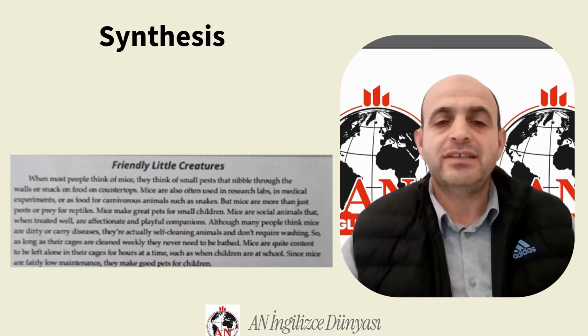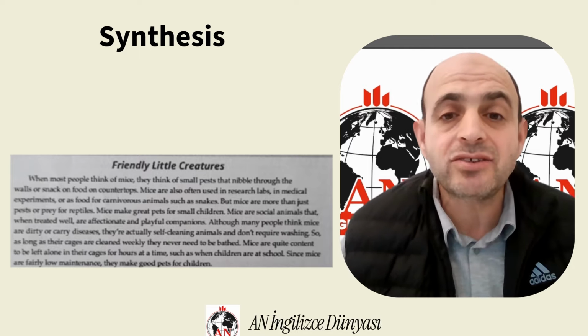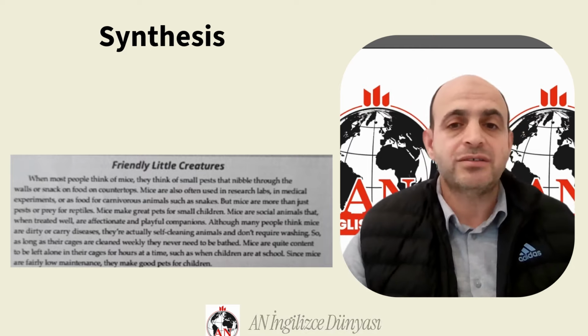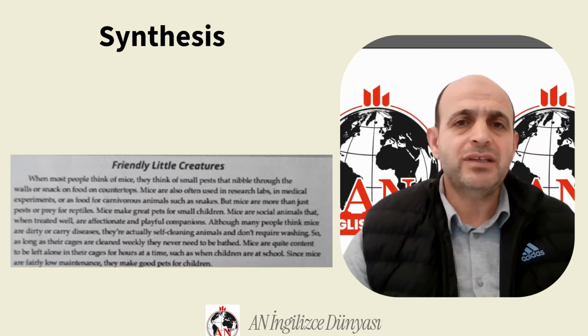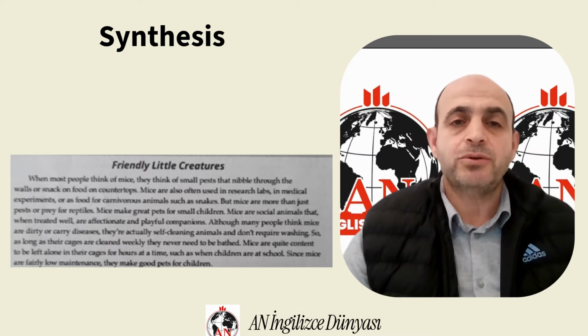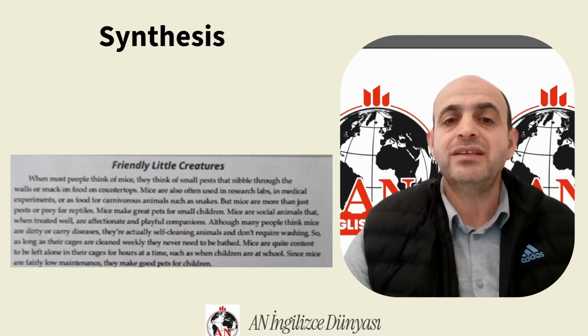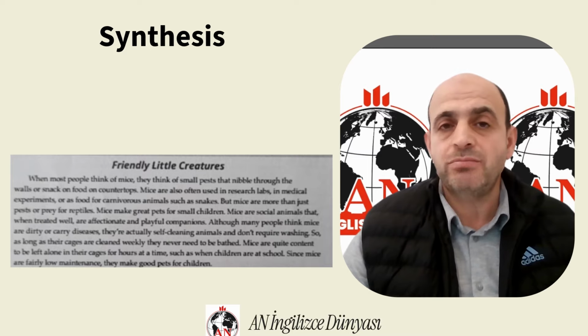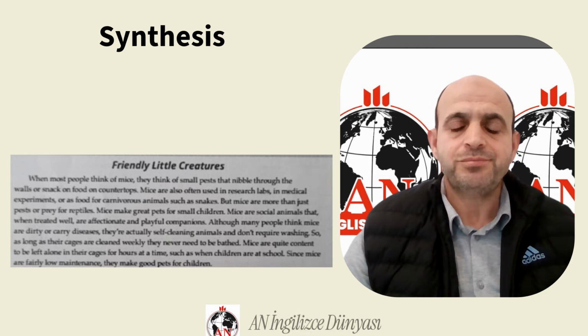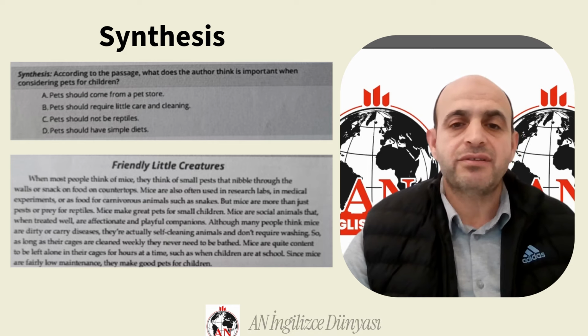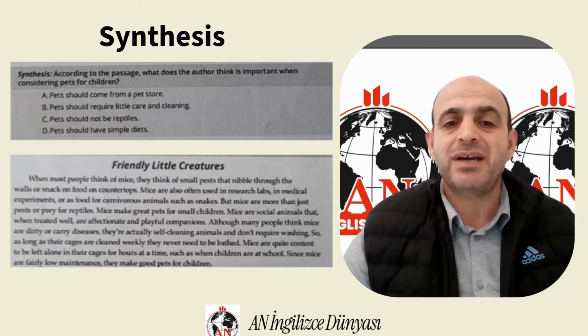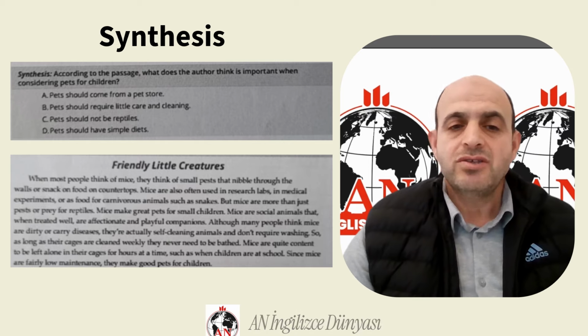For example, synthesis questions ask you to make an association or an inference sometimes based on information in the passage. So, unlike with the detailed questions, the correct responses may contain information that is not directly stated in the passage, but that is implied. So, you should make some inferences. Look at the question type. According to the passage, what does the author think is important when considering pets for children? So in this question, B is the correct answer.